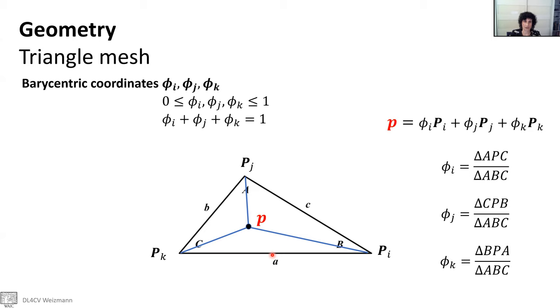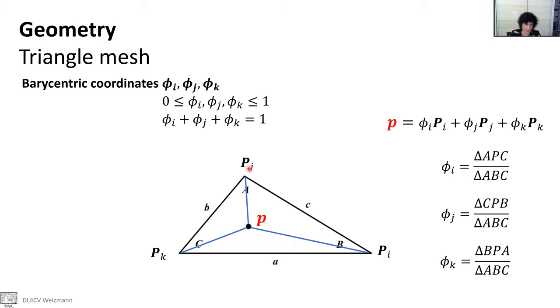And what values do phi I, phi J and phi K attain? They attain the following values. If this is the triangle, and I would like to know which weight I'm going to give to PJ when I describe this point P, it turns out that this is the ratio between the area of this triangle divided by the entire area of the triangle. Why is this intuitive? Because let's think about a point P which sits very near to this edge. So I would like to give almost zero weight to PJ. So the area of the small triangle will be close to zero, and therefore most of the contribution will come from the other vertices and not from this vertex. Okay? So this is the barycentric coordinate.